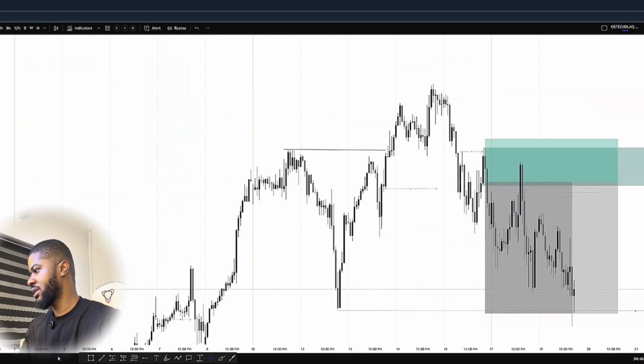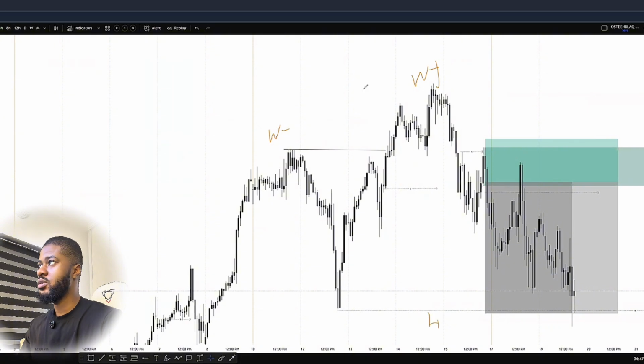Now, since we understand that we had sellers here, which is W minus, and over here we had buyers, which is W plus, it means that this low is an equivalent liquidity. Alright, that low is an equivalent liquidity. So since that low is an equivalent liquidity, it means that any change in character I see, I can easily sell all the way to take out this low.